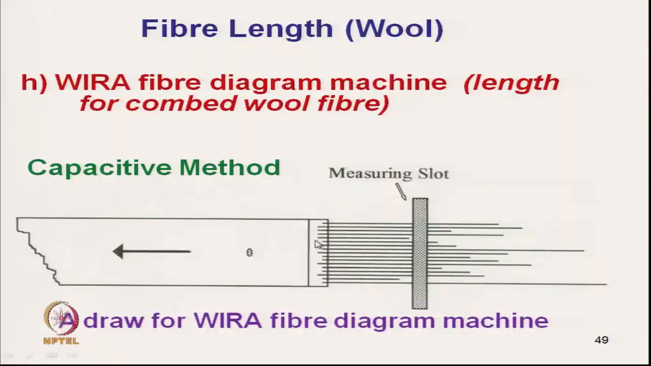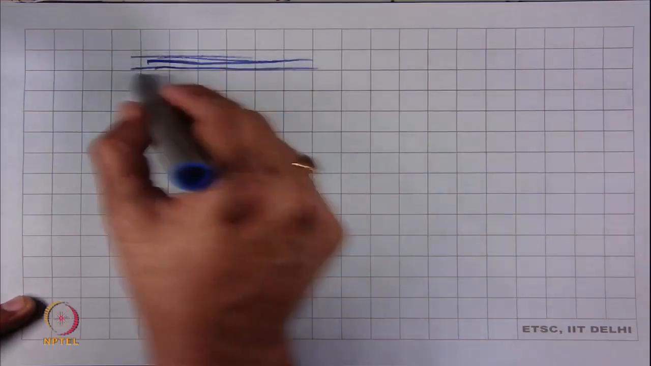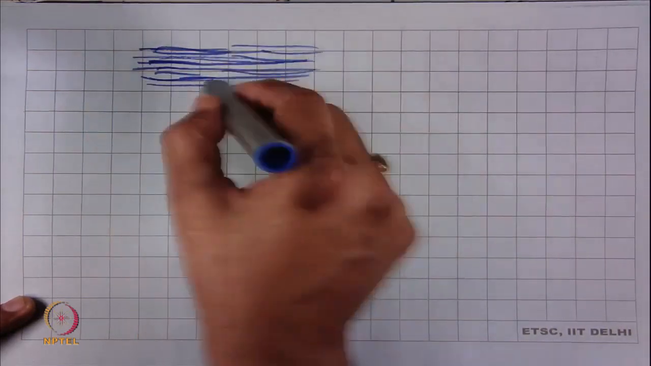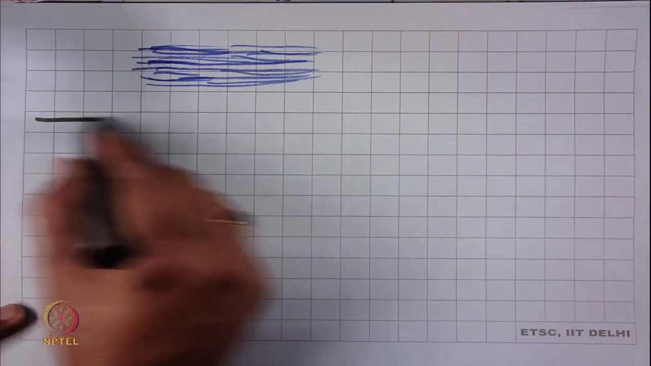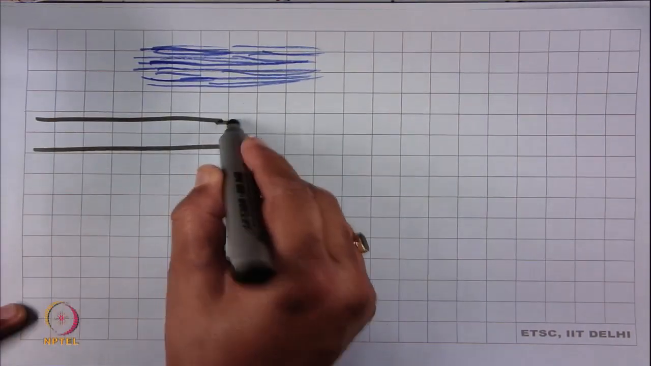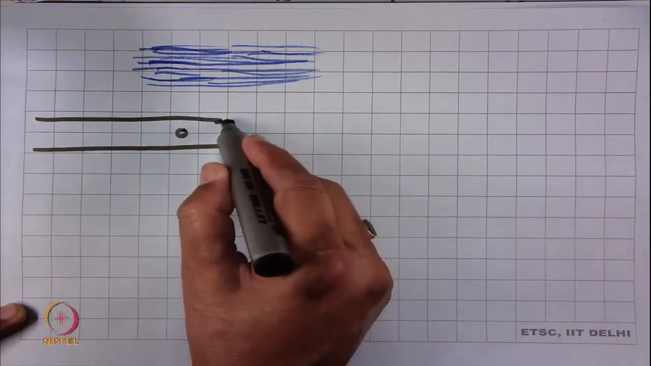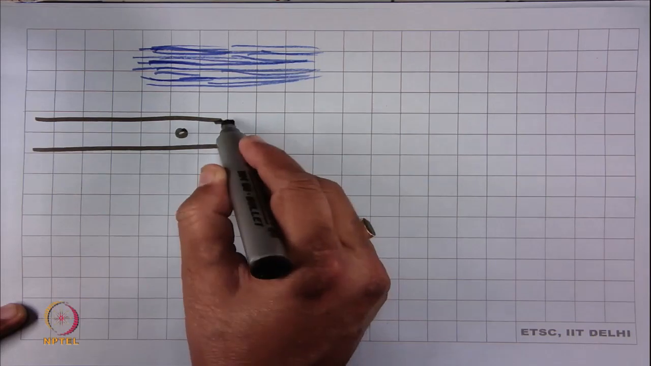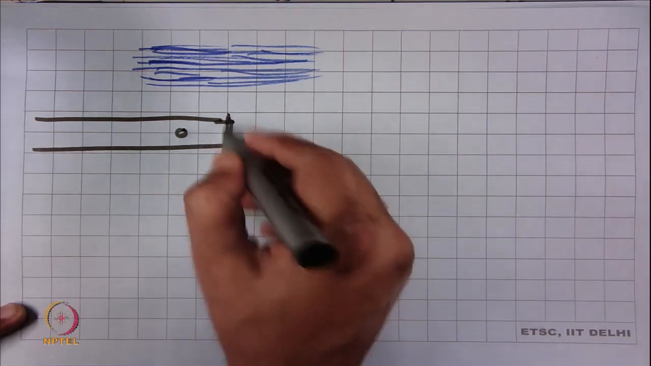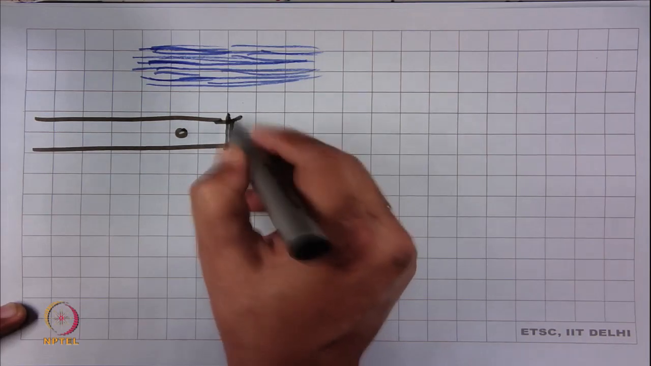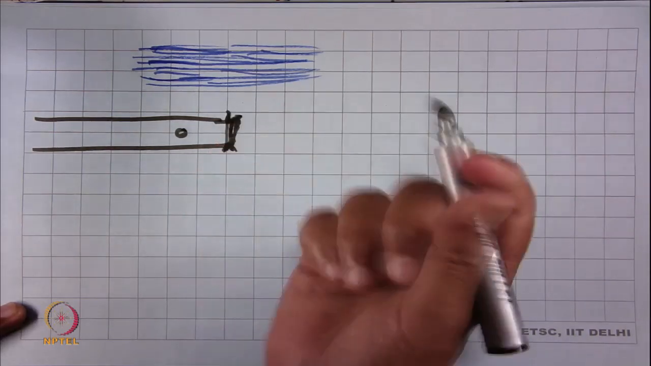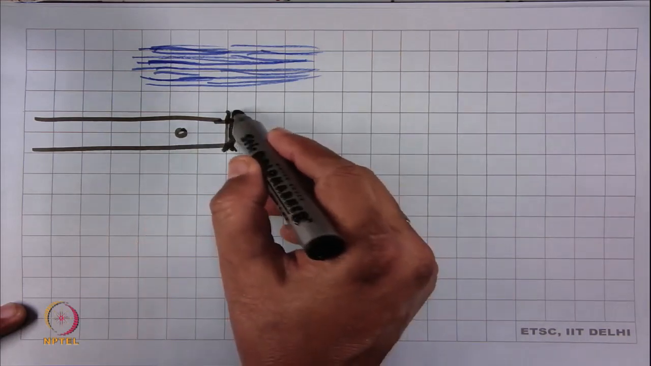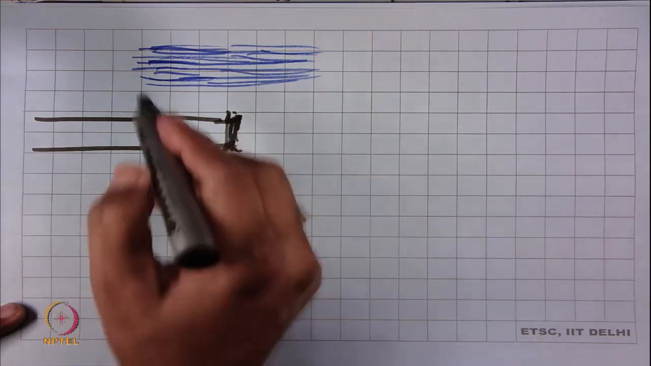Now, let me draw once again. Suppose this is the combed sliver. Now, the polythene plastic sheet, that is the draw, is like this. Here a slot is there, and at the end point we have the sticking gum. It is divided into two parts, the top part and bottom part. It is doubled, okay. At the end there is a little bit of opening. Now this is placed here.